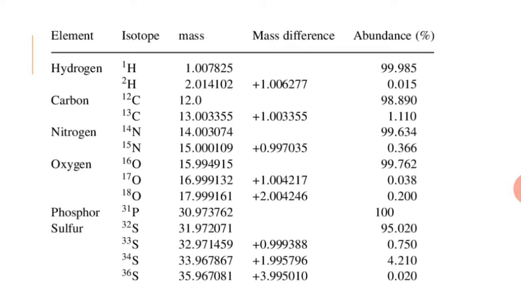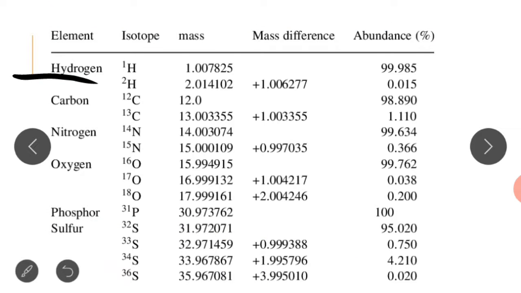Okay, I'm so sorry I forgot to share this. These are some types of isotopes. This is hydrogen. These are the masses, mass difference, abundance.